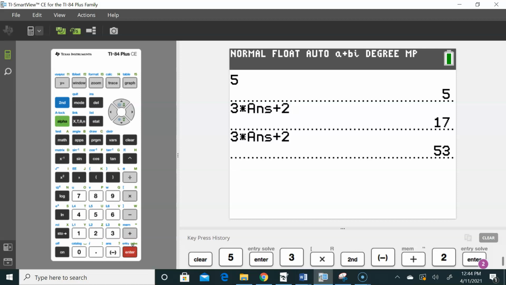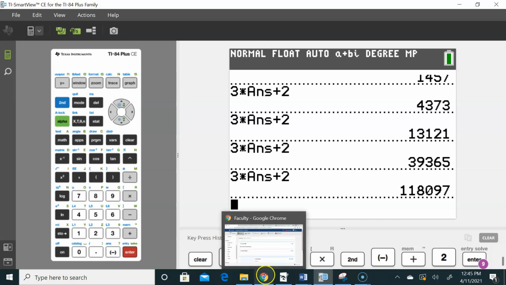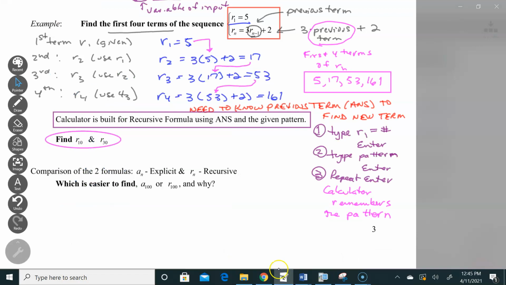And now I just keep hitting enter, and I count every time I hit enter. So fourth term, which is, these were the first 4 terms, 5, 17, 53, 161, 5, 6, 7, 8, 9, 10. So the 10th term, R sub 10, is 118,097.